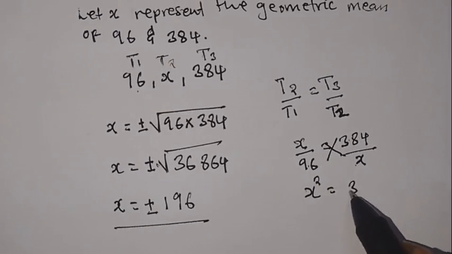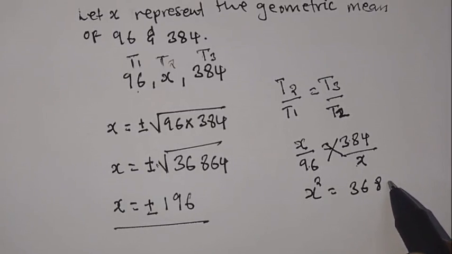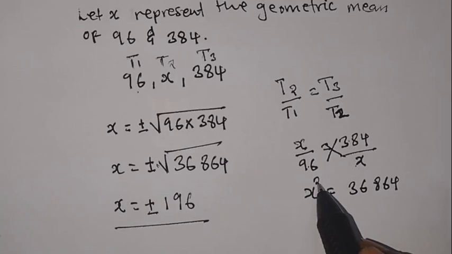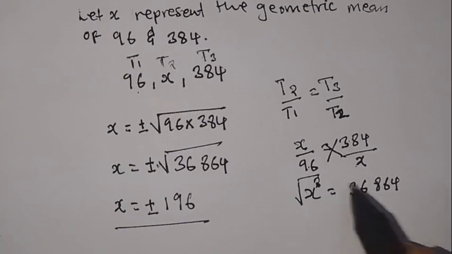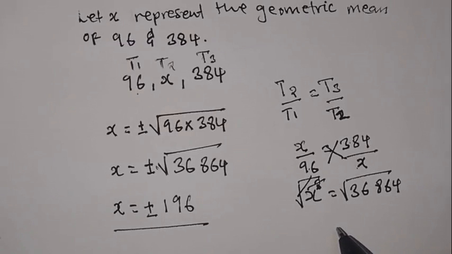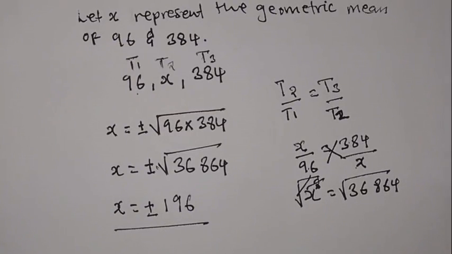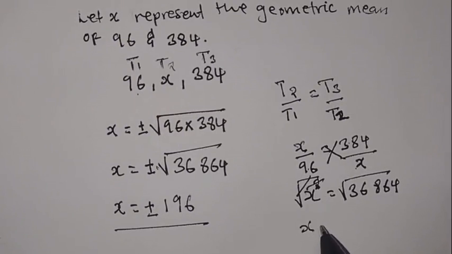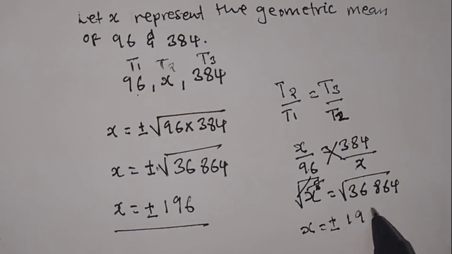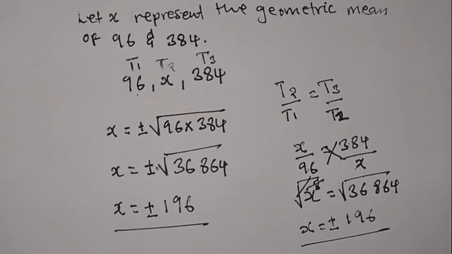It will give you 36,864. Since you have a power of 2 here, you need to get rid of it by introducing a square root here. So this and this will cancel, and I'm going to remain with X equal to plus or minus the square root of 36,864, which is 192. So this is where the idea is coming from. Okay, let us now move on to another question.